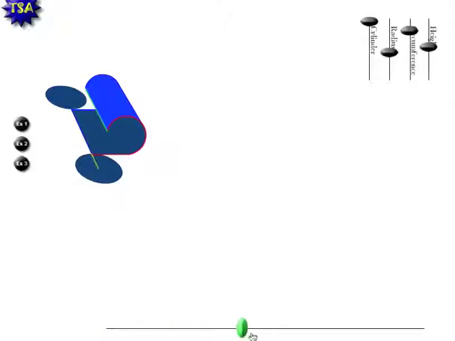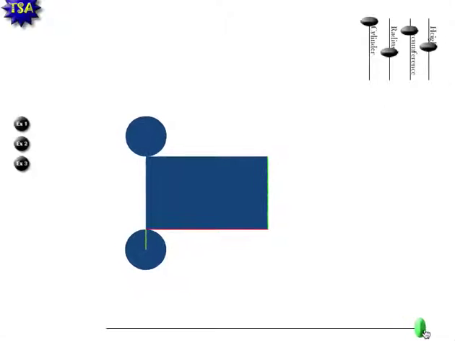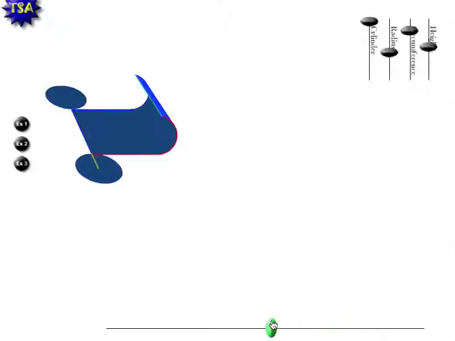Okay, and let's unroll that. Okay, notice when we unroll it, we end up with a rectangle and two circles. Okay, and the length of this rectangle happens to be the same as the circumference, or the perimeter of the circle, right? Remember, the circumference is the perimeter. And if you don't believe me, look what happens when we run the animation backwards.